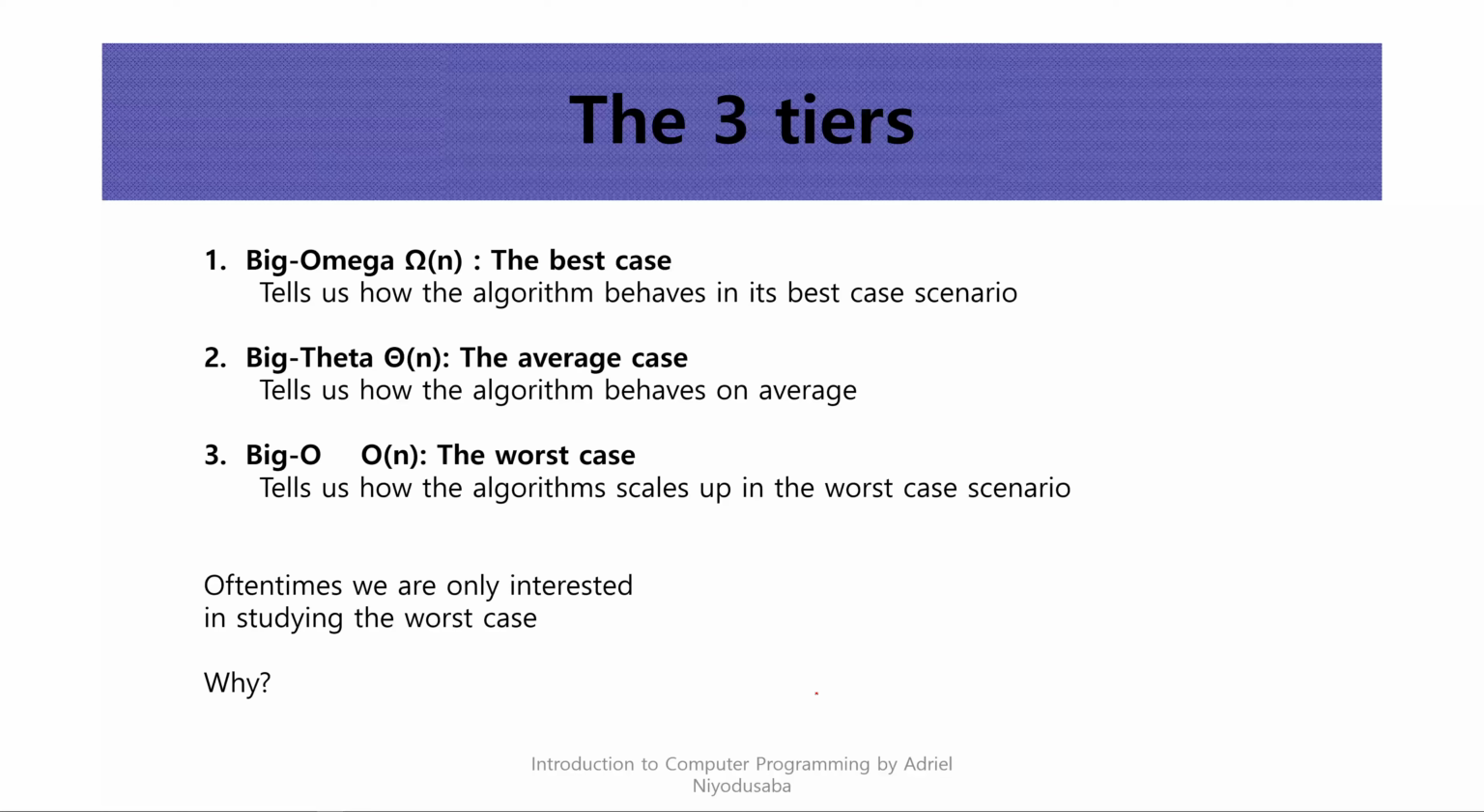Now big theta gives you the average case. So you have the best case, you have the worst case, and if you put everything together and find the average, that's what big theta is all about. And now big O tells you about the worst case. The worst case is quite interesting. It tells us how the algorithm scales up in the worst case scenario.